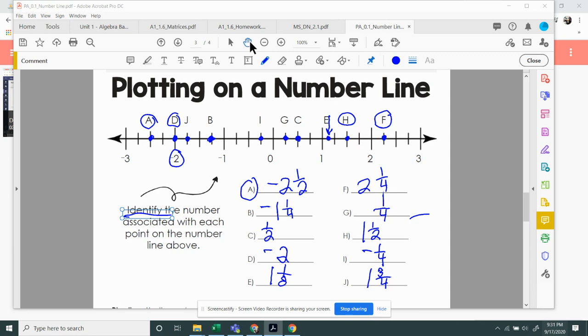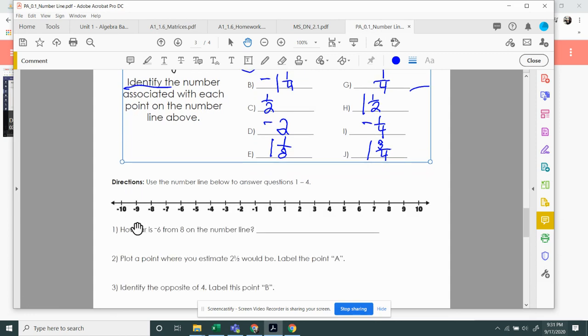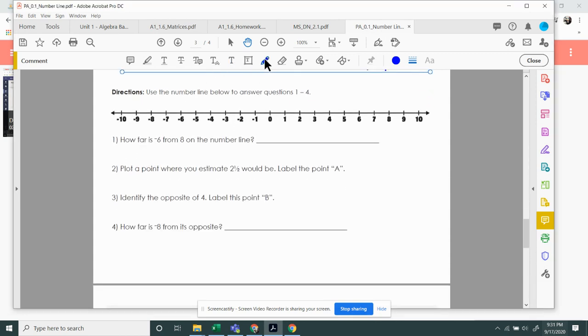All right, let's move on to the next part and see what we can do. We're going to use the number line to answer some questions. And remember, students, you should pause the video and try to do these on your own if you can. So we have a number line. The number line starts at -10, and it goes up to +10. So we have 4 questions. How far is -6 from 8 on the number line?